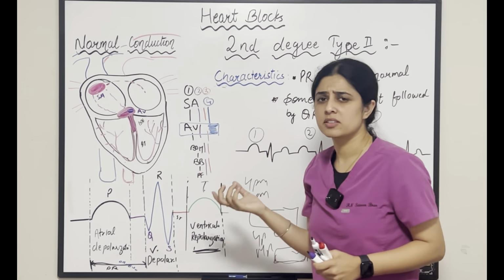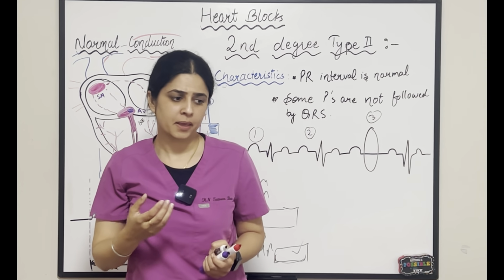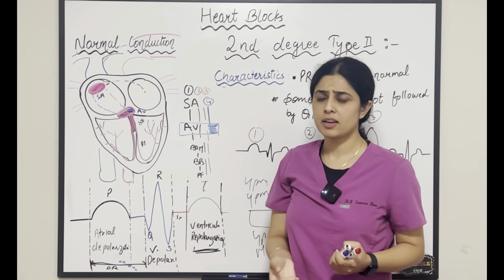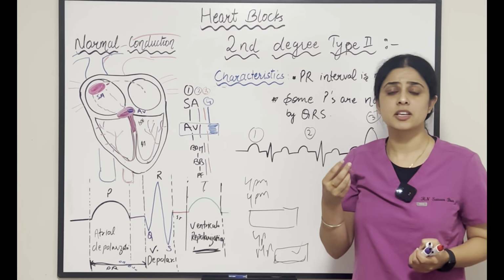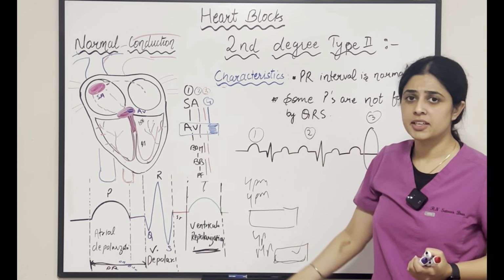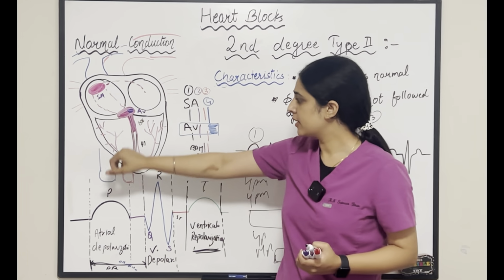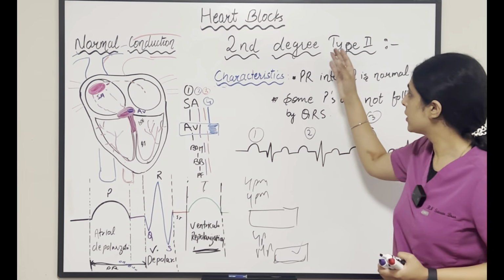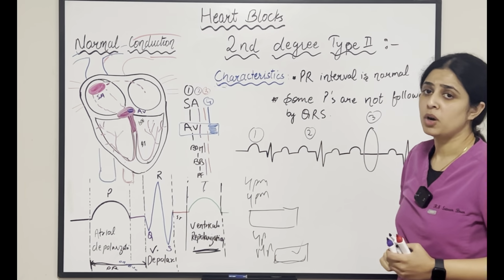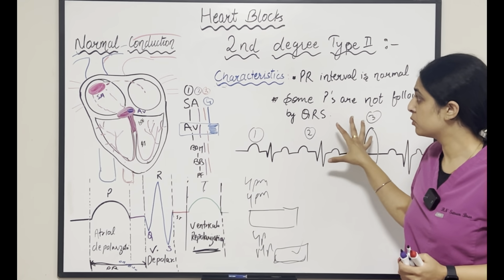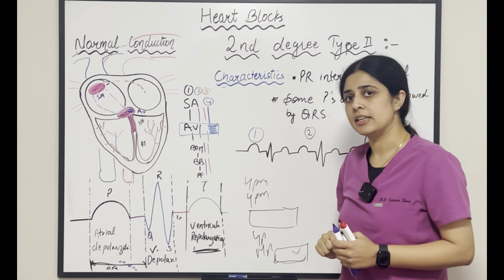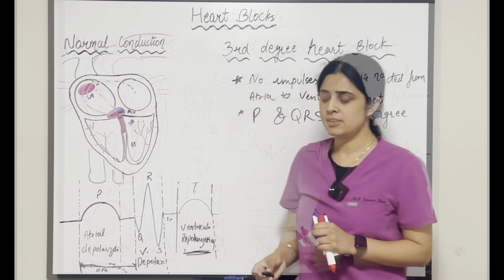So the causes are the same: drugs, digoxin, calcium channel blockers, beta blockers, myocardial infarction, CAD, ischemia at the AV node. So that causes second degree type 2 heart block. Okay, so this is more lethal than second degree type 1. So let's discuss third degree heart block.